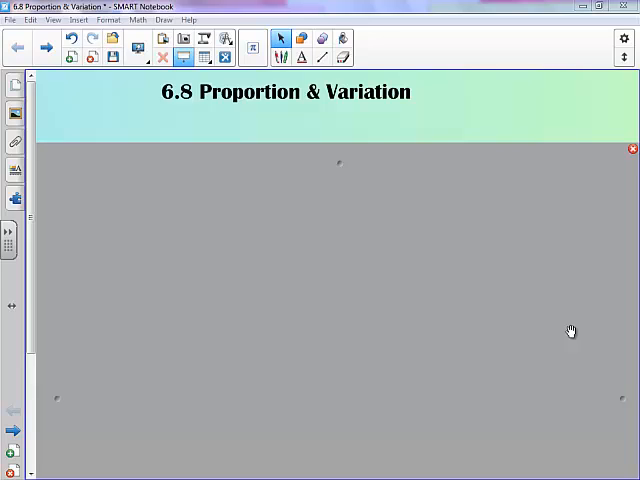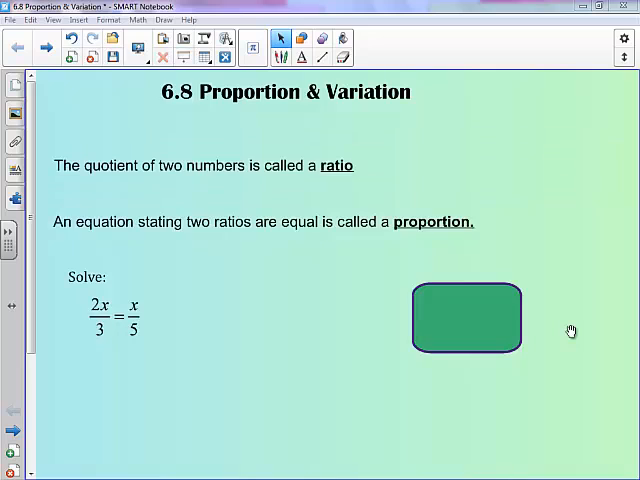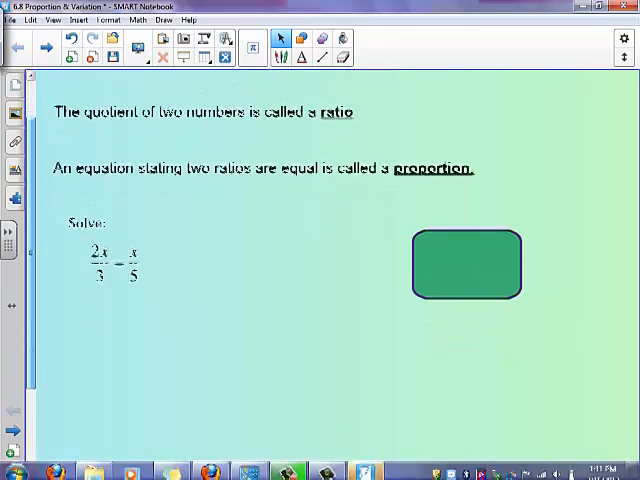So in this section, we're going to be talking about proportions and variation. So first off, when we have a quotient of two numbers, we call that a ratio. And when we have an equation that states that two ratios are equal, it's called a proportion.